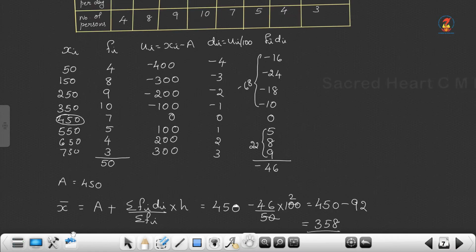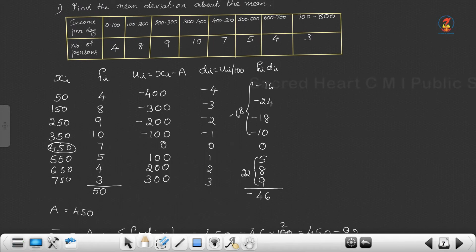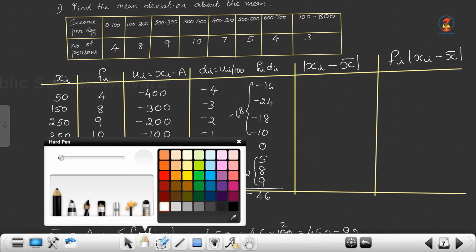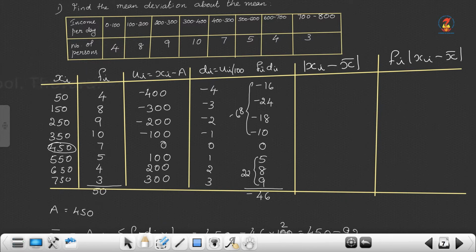Now coming back to this table, the next column is the absolute value of xi minus x bar, and the last column is fi into the absolute value of xi minus x bar. So now you find the difference. xi minus x bar, where x bar is 358. So 50 minus 358. What do we get? 50 minus 358 is equal to minus 308. But absolute value means it is positive 308.